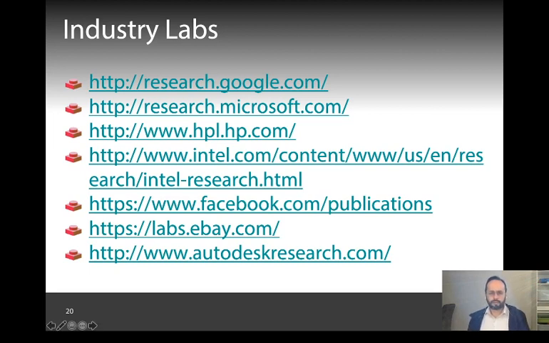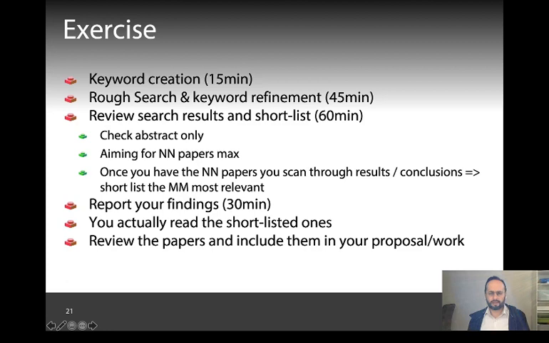Now, practically, one exercise that you can do to find relevant academic work would be the following. Take 15 minutes to think about keywords. Maybe also check online whether these are the right keywords, the keywords that people are using. I'm also going to show you how specialized search engines can help you in doing that.